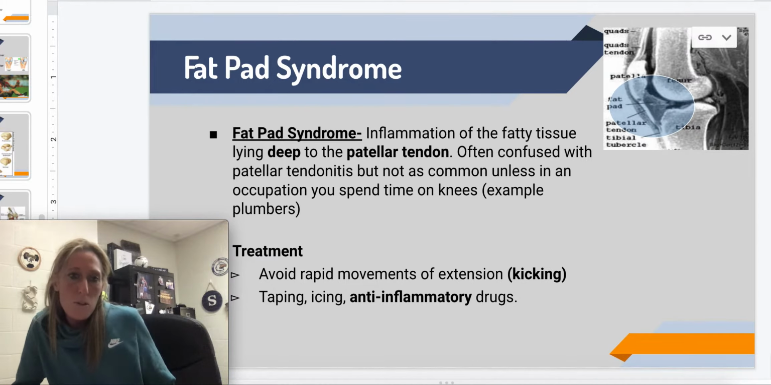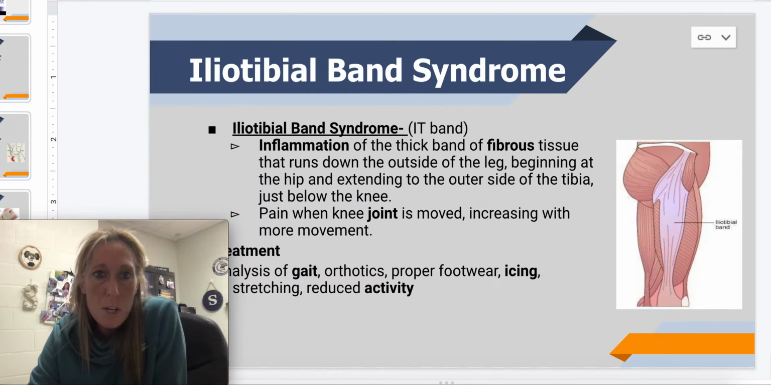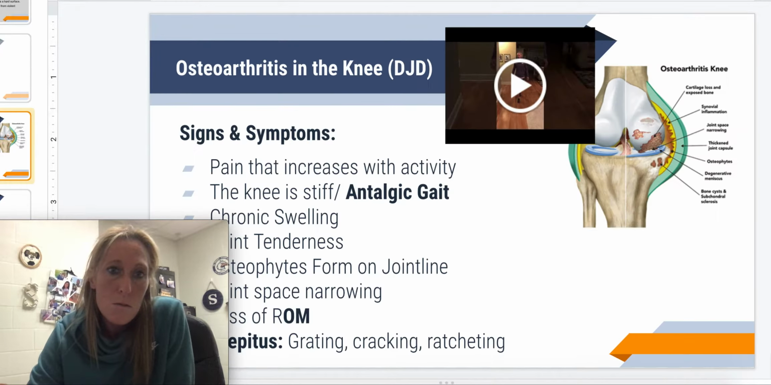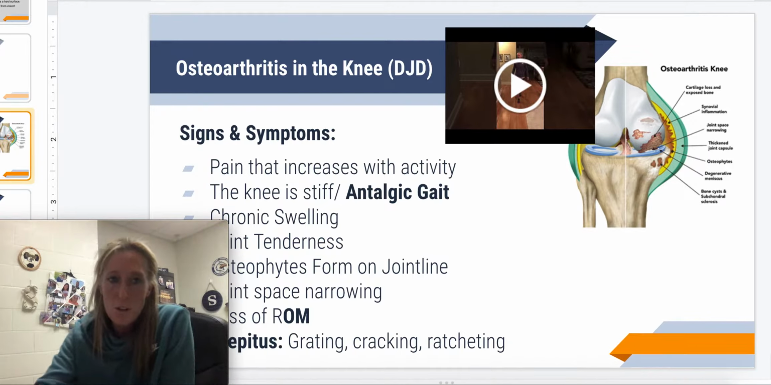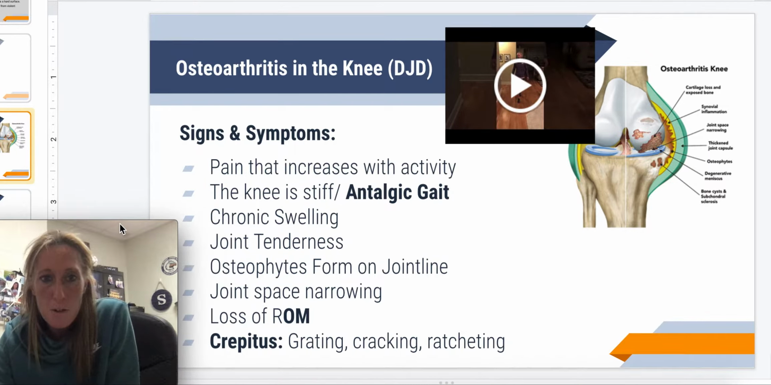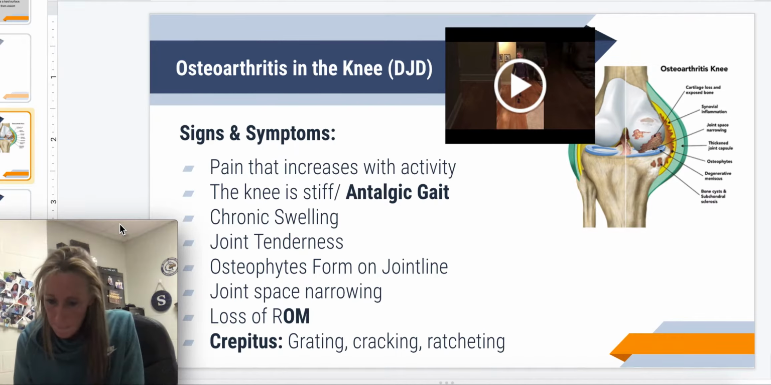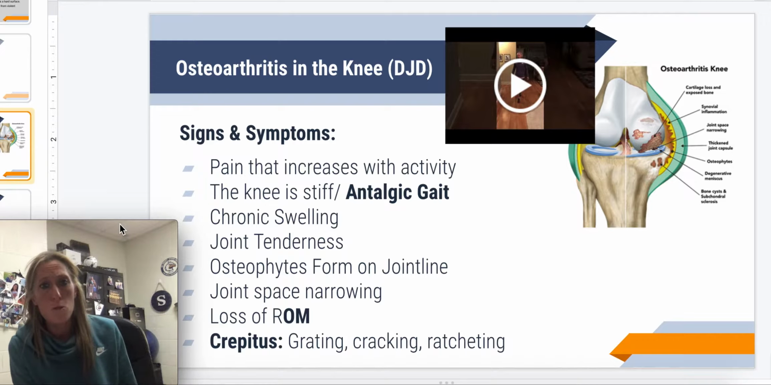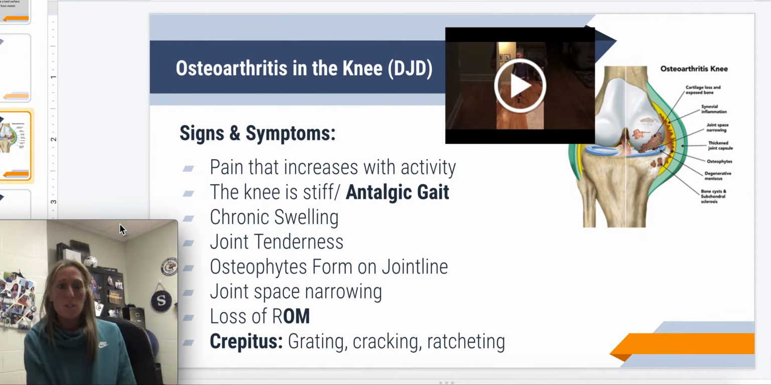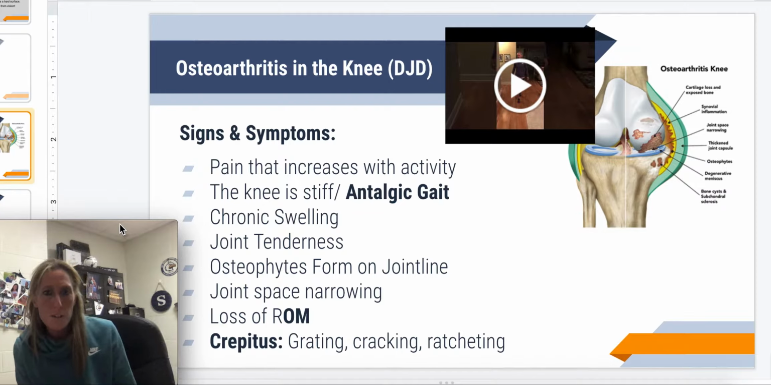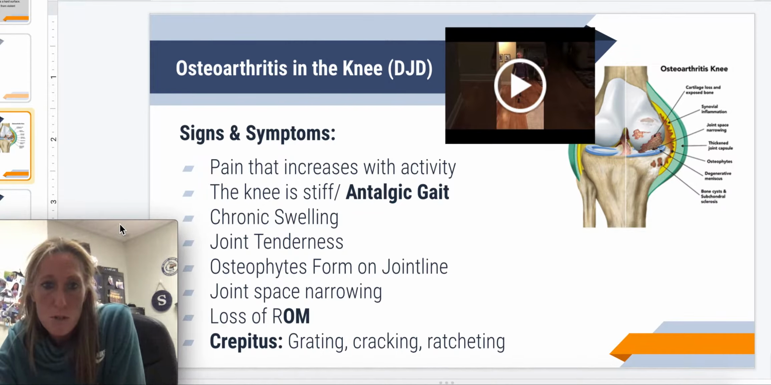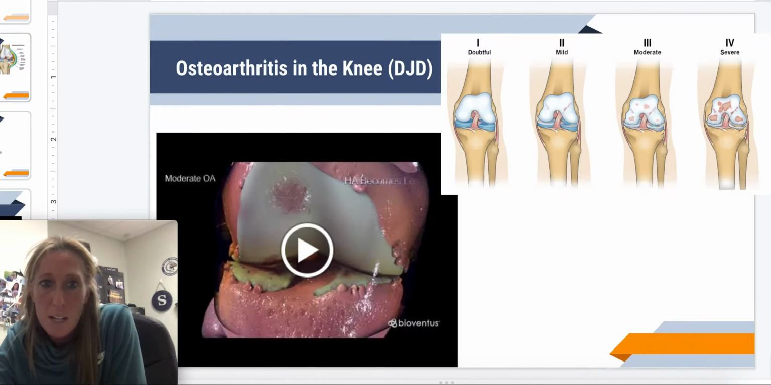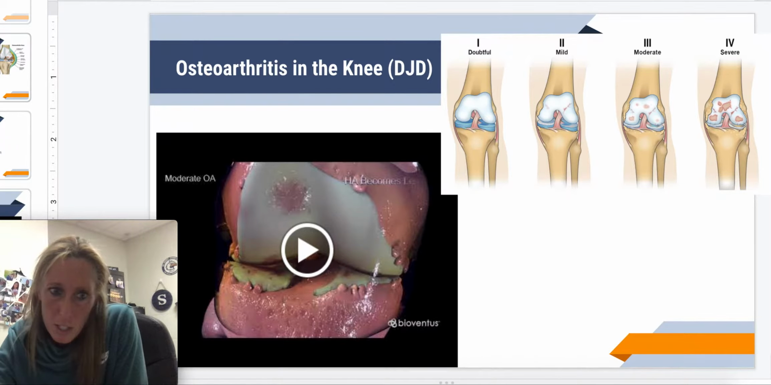Signs and symptoms of osteoarthritis. We spent some time talking about osteoarthritis of the knee, which can happen in any of our joints, but we talked about the knee here. Pain that increases with activity. The knee is stiff, an antalgic gait, so you're limping basically due to pain. Chronic swelling, joint tenderness, osteophyte formation, joint space narrowing. I think we had some pictures of joint space narrowing. Loss of range of motion, crepitus, the sounds, the grinding, the popping, the crackling. We decided it was creaking and not squeaking.